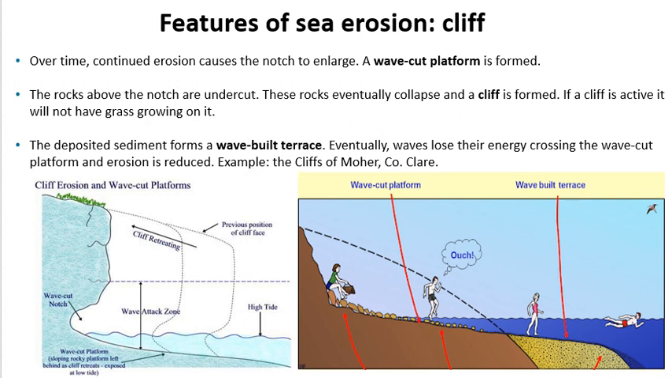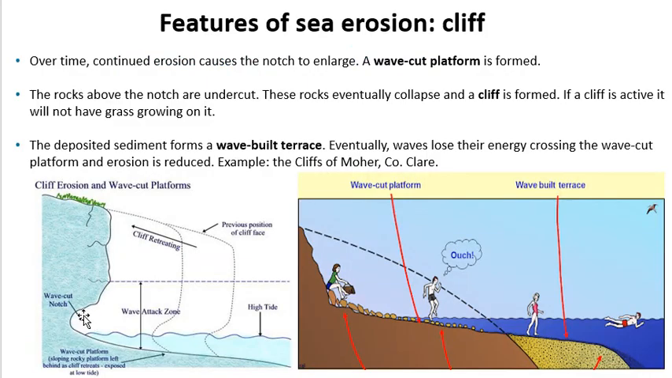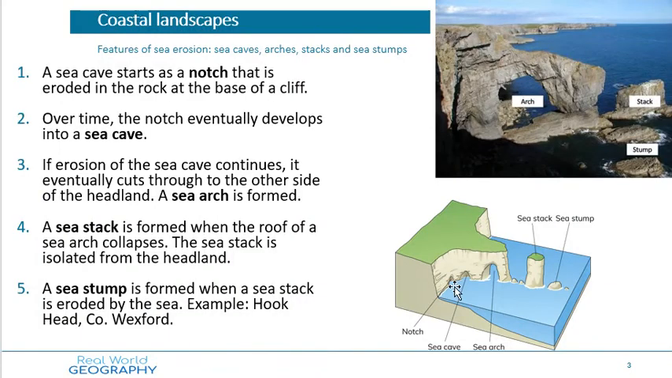So again, guys, we now know one feature of sea erosion in detail, our cliff, but we also must be able to just identify some other features of sea erosion. Really, really simple here, guys. The first one is a notch. A notch, guys, is literally this fella here. A notch is like a small little indentation or hole. Now, what happens when a notch continues to get eroded? It forms a sea cave. A sea cave is like a passage you can walk into.